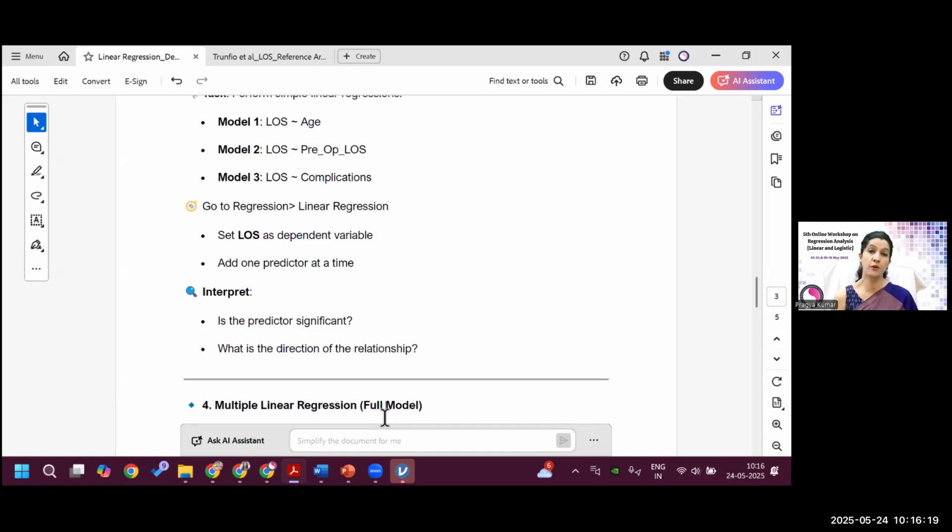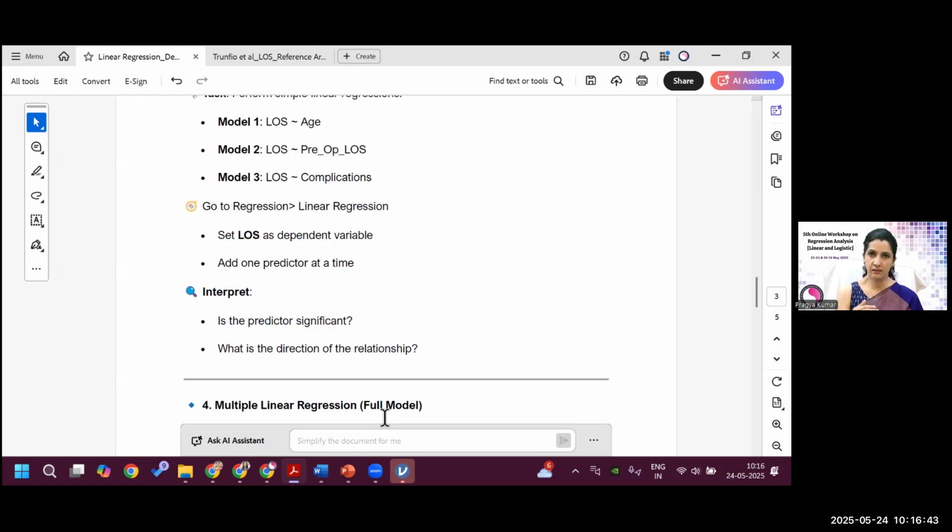Like in COVID, you must have seen a lot of models were developed, and in communicable diseases also we do a lot of modeling. But again, if you are starting with regression, you can start it as an exploratory method. What do I mean by exploratory? Just understanding the relationship between the predictor and the dependent variable.